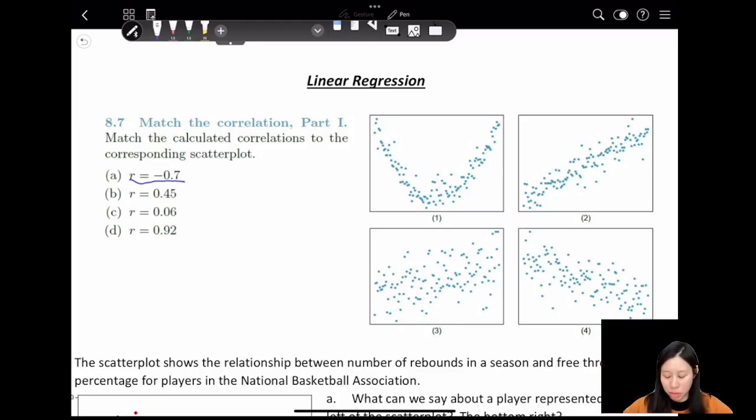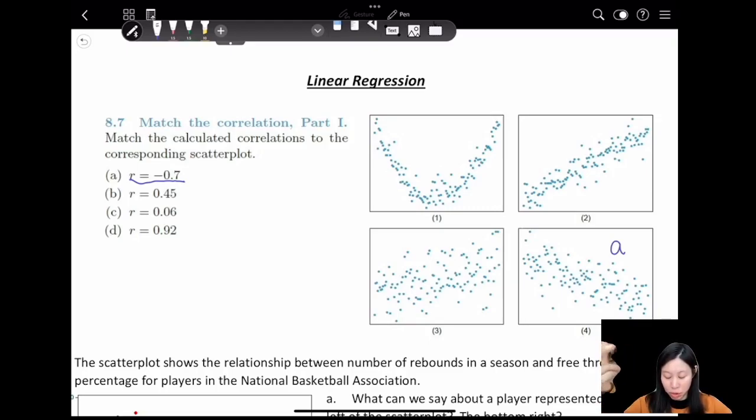So now let's take a look. 1, 2, 3, 4. Which one is negative? Number 4, right? It's really obvious it's going down. So this one is going to be our A. And then the second one is 0.45, which is moderately strong, and also a positive correlation. So we have a 2.